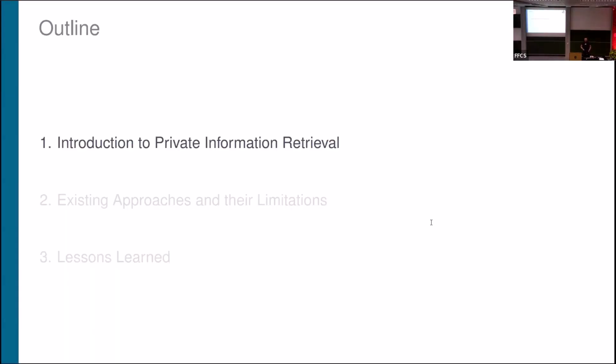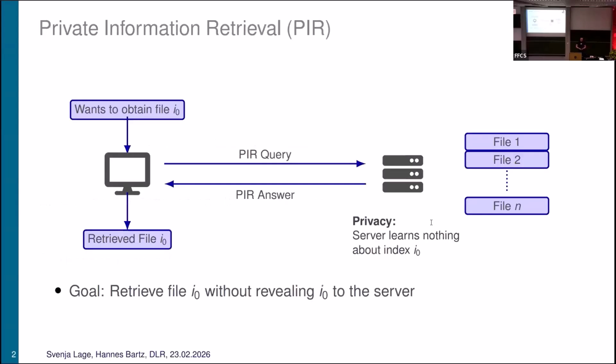Okay, so here's the outline of the talk. First, I'll give a very short, very high-level introduction to private information retrieval. And after that, we'll have a look at some existing approaches and also discuss the limitations. And then we'll give a quick summary on the lessons learned from this analysis that we did so far.